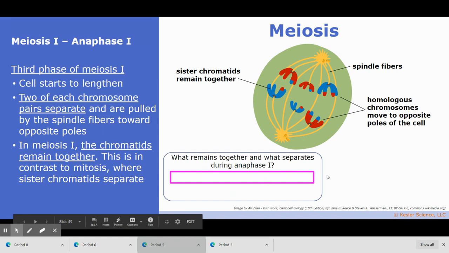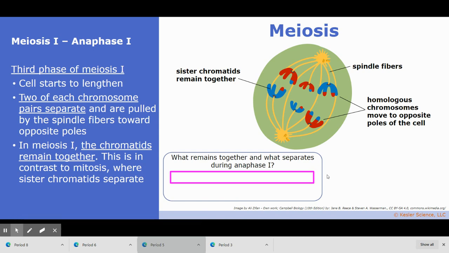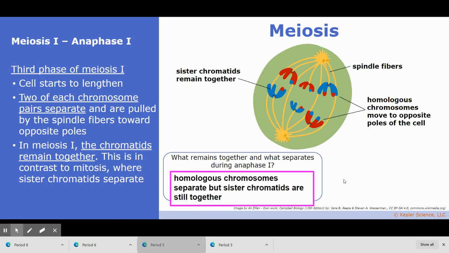So the question here is asking to take a look, what remains together and what separates during anaphase 1? So you're trying to see when it comes to these chromosomes, what part of the chromosomes are staying together and what is being pulled apart. You should pause the video and answer now. So the homologous chromosomes are going to be separating, but the sister chromatids are still connected at that centromere.